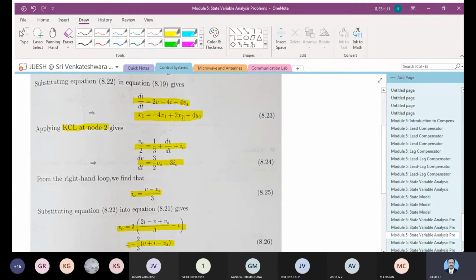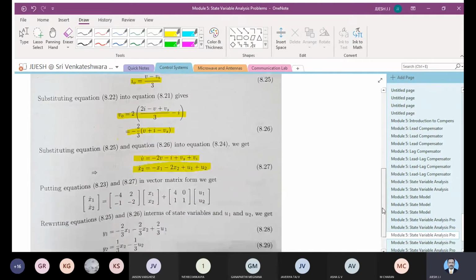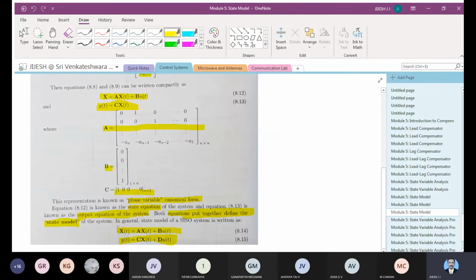So we need to convert this into the form of a matrix. When you convert it into matrix form, you will get [x1 dot; x2 dot] is equal to [-4 2; -1 -2] [x1; x2] plus [4 0; 0 1]... [1 1] [u1; u2]. This is very simple to do. You get two equations in terms of x1 dot and x2 dot and then convert them into the form of a matrix. So now we got this for x, of the form which I have told you, x dot of t is equal to Ax of t plus Bu of t.